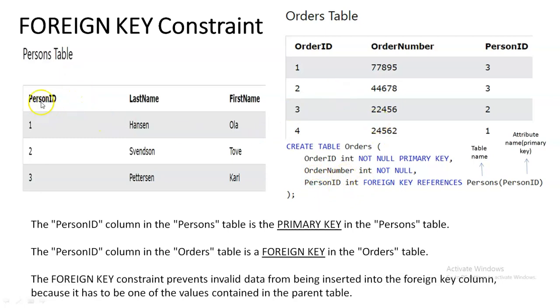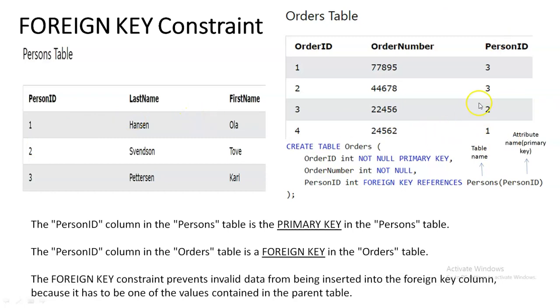In the person table, person ID is a primary key. Only the primary key of the base table will be acting as a foreign key in the next table. So person ID is common in both tables, and in the person table it is a primary key, and in the orders table it is a foreign key. Now the constraints of a foreign key are: whenever I am trying to insert a value in the orders table, the person ID should be matching with the person ID of the person table.